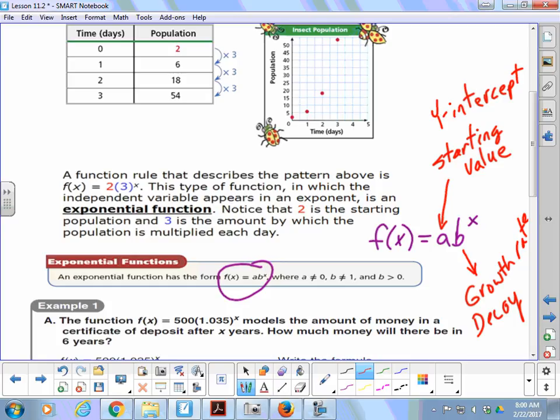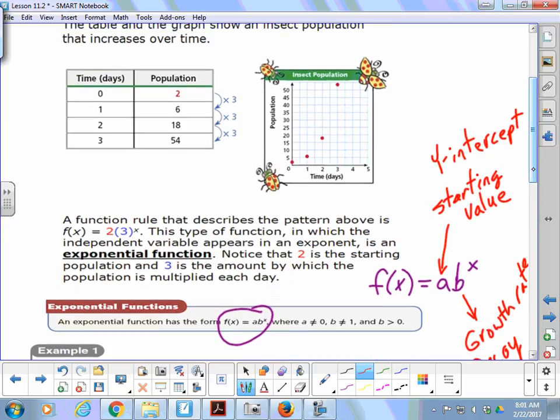In this problem with the insect population, it started with 2, so that would be my value of a, and then each time they multiplied by 3 to get to the next number, and so that's our growth rate. It's tripling each time. So that would be the value of b.